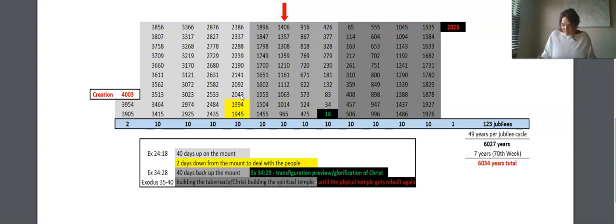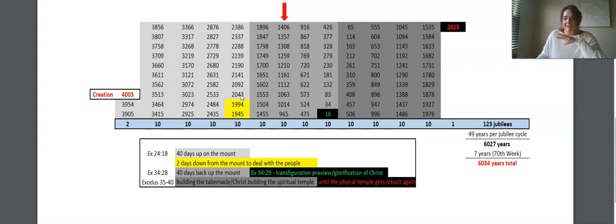This is in Exodus 32. "When the people saw that Moses delayed to come down on the mount, the people gathered themselves together unto Aaron and said unto him, Up, make us gods, which shall go before us. For as for this Moses, the man that brought us up out of the land of Egypt, we wot not what is become of him."